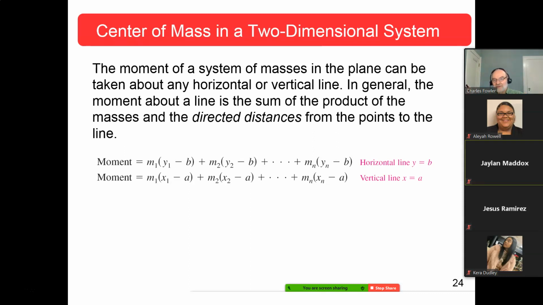Now the moment with respect to the vertical line x equals a: if this is the y-axis, you're over here, that's a positive a, over here it's a negative a. So the moment with respect to something that's a units from the y-axis is m1 times (x1 minus a) plus m2 times (x2 minus a) plus m3 times (x3 minus a), all the way up to m sub n times (x sub n minus a). That's about the vertical line x equals a.